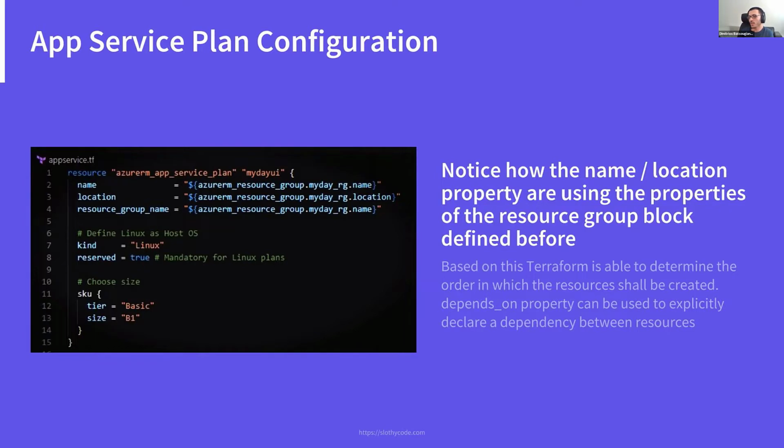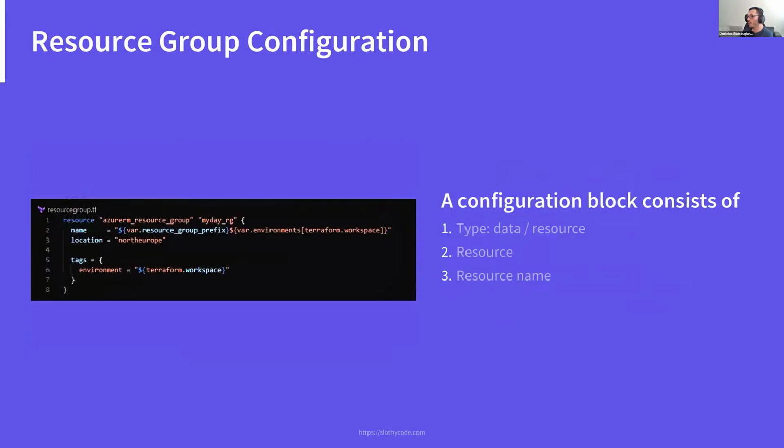What's interesting also here is the way I'm setting the properties for the app service plan. I'm setting the name, location, and the resource group name. I'm not using any hard-coded values for this, and instead I'm referencing the resource group from before.